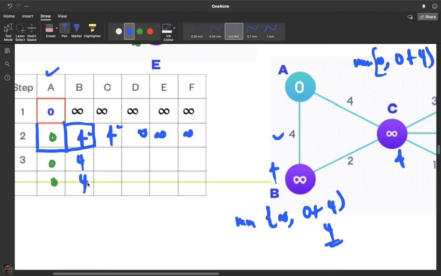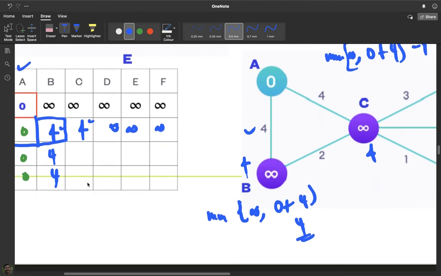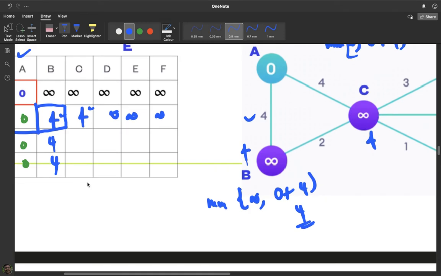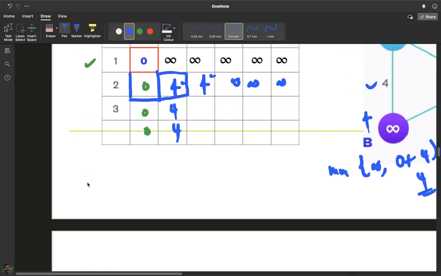Now you are at B. From B, in the next stage, you will go to the neighbors of B. The neighbor of B is again C here. Like that you will proceed. You can see the next graph here.